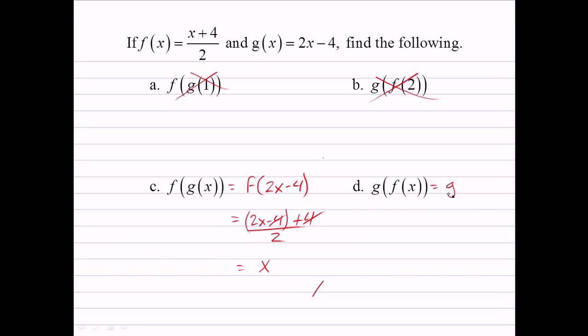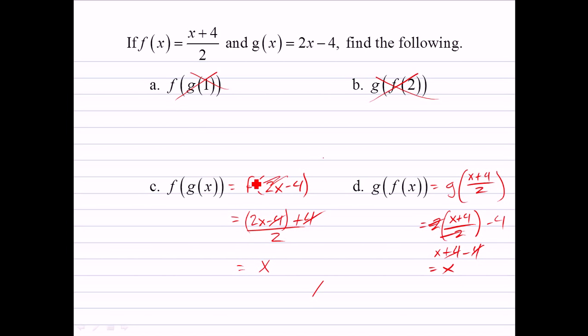And then here was pretty much the same thing. We're doing g of x plus 4 over 2, which is just 2 times x plus 4 over 2 minus 4. These cancel out. You're left with x plus 4 minus 4. Those cancel, and once again you get x.